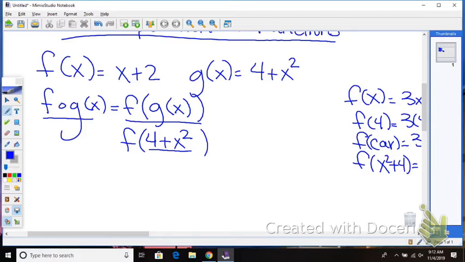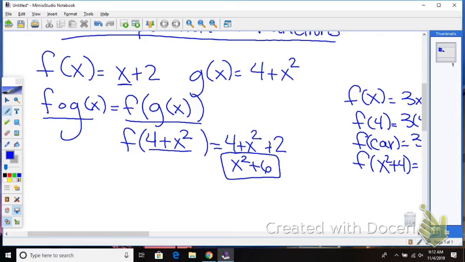In which x? This x. This is the function. So this is the function I'm using. So for this x right here, instead of writing that x, I'm going to write 4 plus x squared, and then I have plus 2. And I can combine like terms, so I have x squared plus 6. And this is the composition of the function. Oh, I wish I would have known that on the ACT. I would have gotten it.